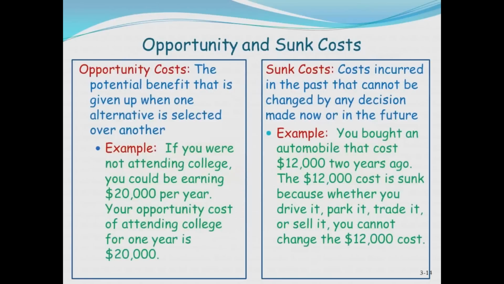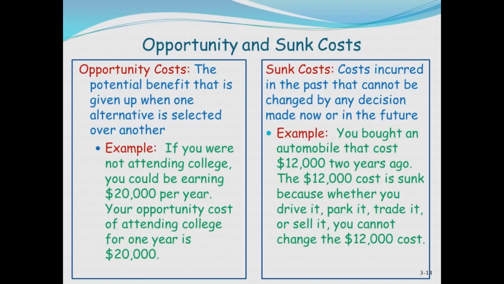Okay, the next term is opportunity and sunk costs. Opportunity costs are the potential benefit that is given up when one alternative is selected compared to another. So by coming to college, if you didn't come to college, you could have earned $20,000 a year. So your opportunity cost for choosing to attend college is $20,000. That's the cost you're giving up. I know we talked about this last semester.